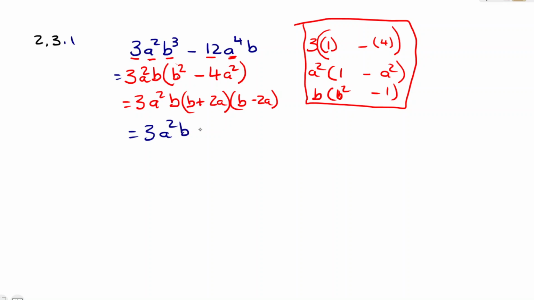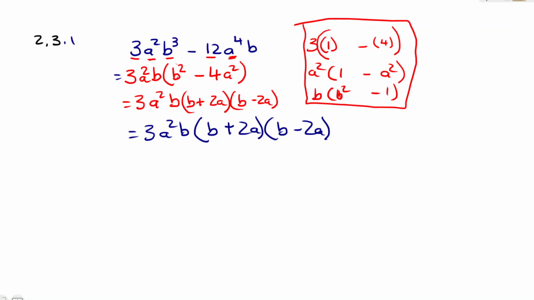So let me write it clearly so that you can see it. So it's b plus 2a times b minus 2a. Yeah, so this is the final answer for the factorization of 2.3.1. Otherwise you can do it in any way that is simpler for you. Take out the common factor, then factorize the first bracket to become two brackets. Yeah, so this is the final answer.